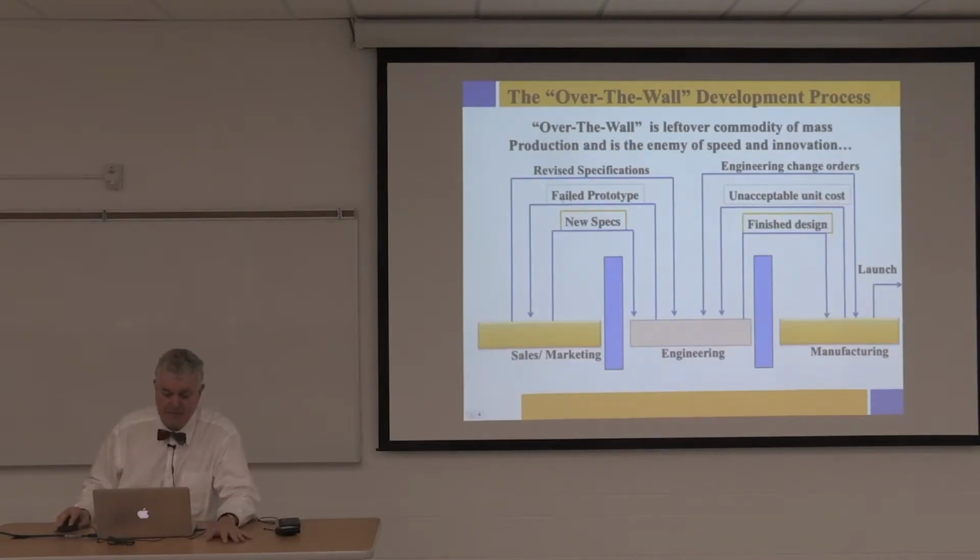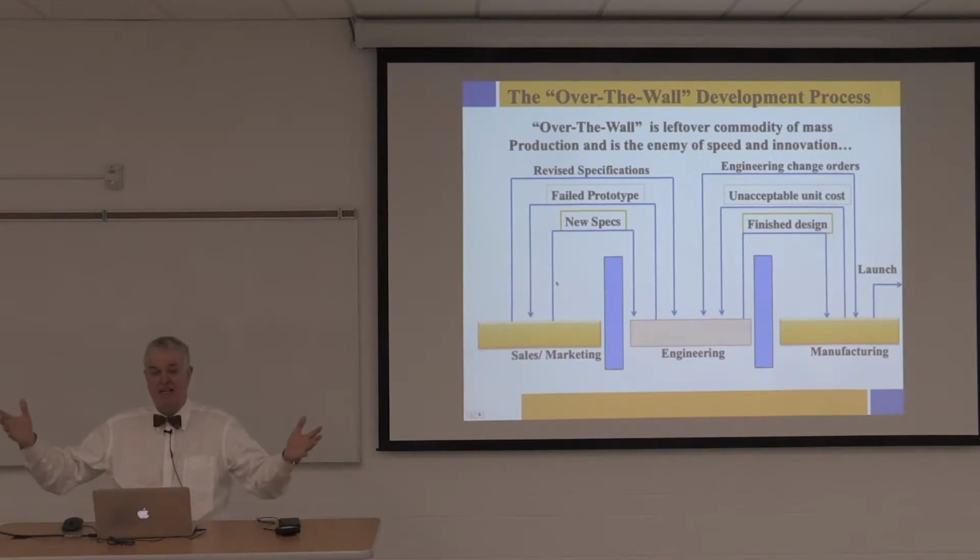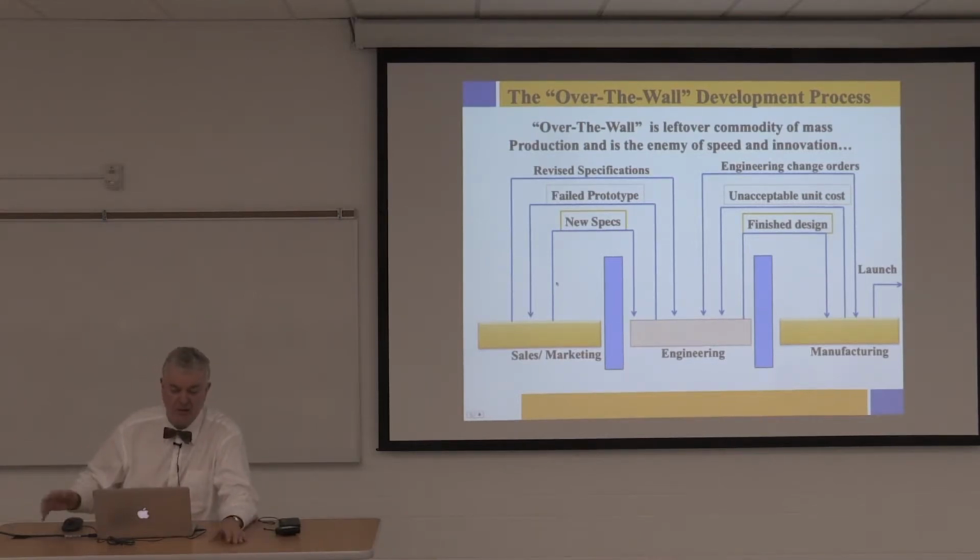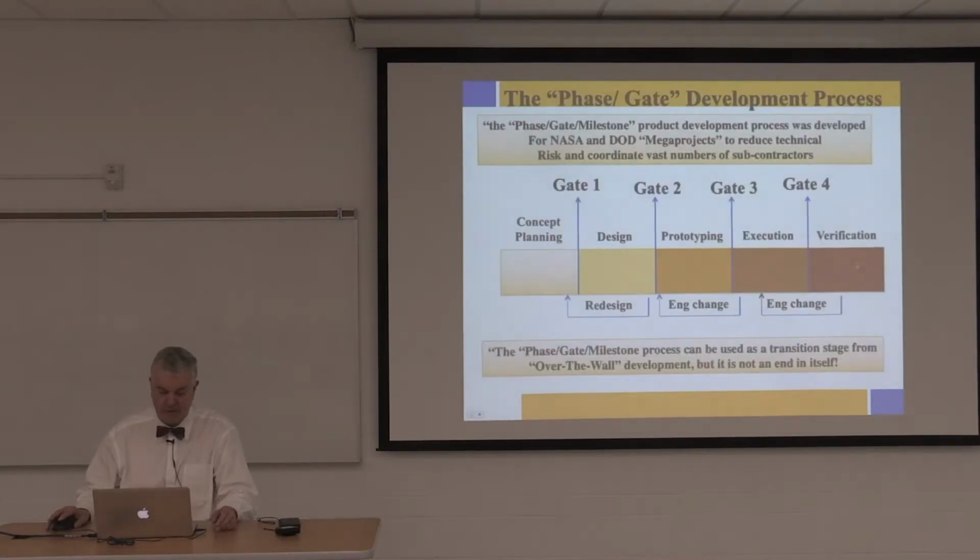This is over-the-wall development. This was the term that I grew up with, before all the competition from the global industries came. Sales and marketing threw it over the wall to engineering. Engineering threw it back and said, failed prototype, redo it. It was a revised specification, and then engineering finished the design and threw it to manufacturing. They came back and said it's an unacceptable unit cost. Then there were engineering change orders both ways because it had to be redesigned and then launched. But there's all this back and forth, a big problem.